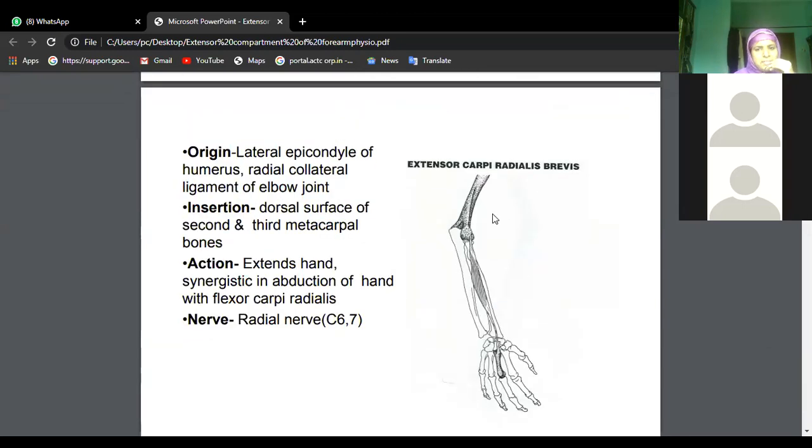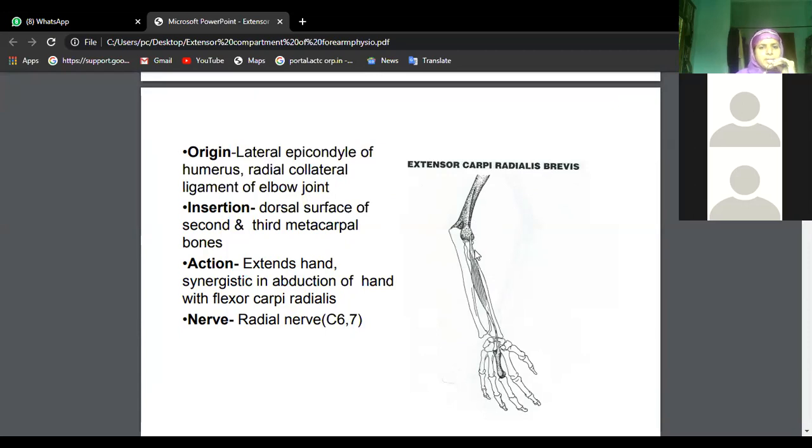Brevis means small. Longus means long muscle. So we have the extensor carpi radialis brevis muscle, which is coming from the common extensor origin. What is the common extensor origin? The lateral epicondyle of the humerus. Also, this ligament we will study when we do the elbow joint: the radial collateral ligament.